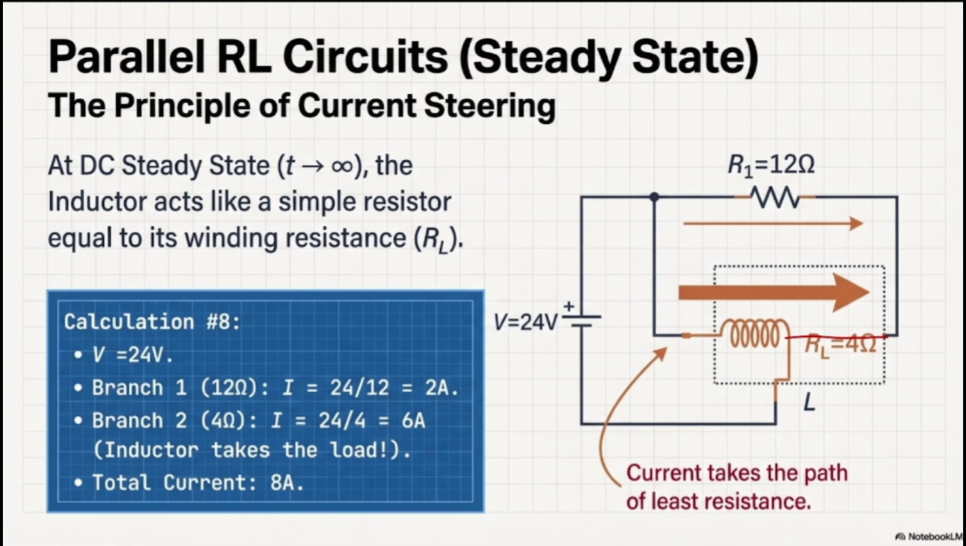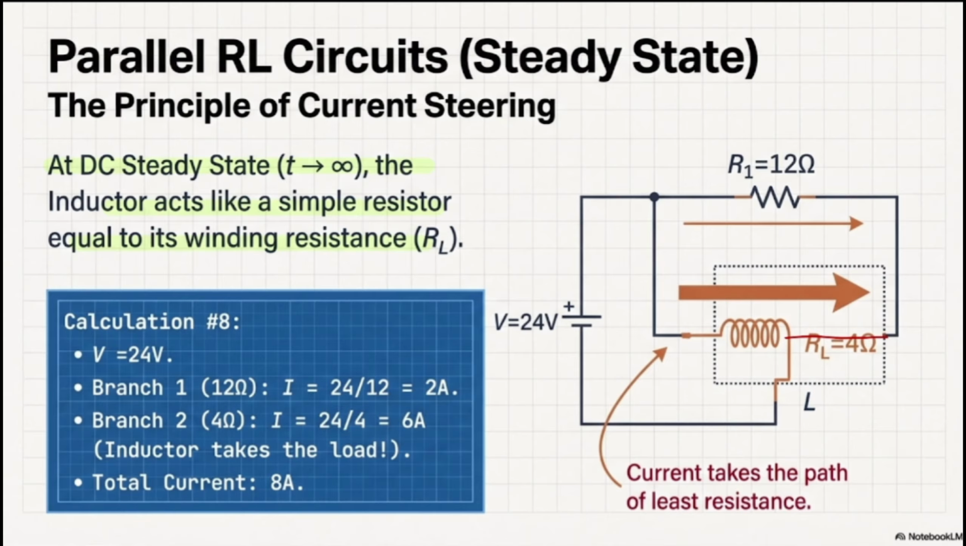Your R is going to be R equivalent, or the amount of resistance that your inductor would see while there is no source there. So again, everything is the same. It means that at DC steady state, where t goes to infinity, the inductor acts like a simple resistor equal to its winding resistance. There's some kind of RL itself.